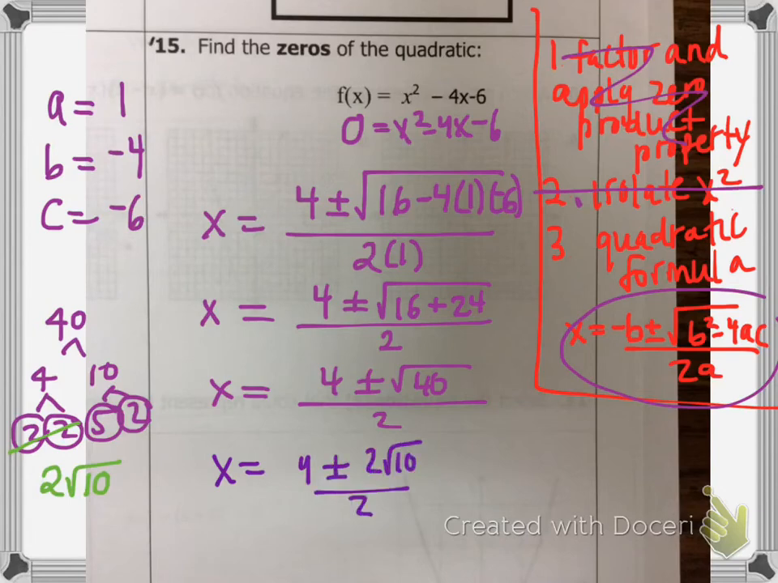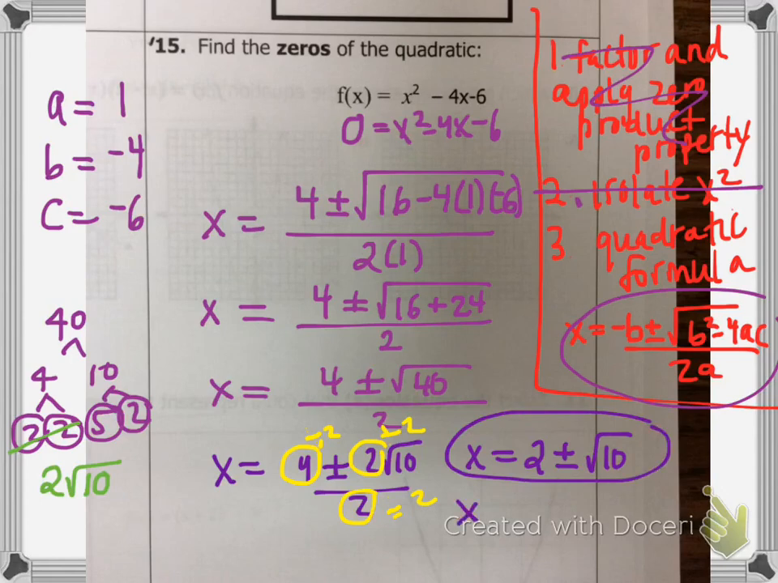And then we're going to look at the whole numbers. If I could divide these by a common factor, you would simplify, and I could divide all of these by 2. So if I rewrite, I have x equals 4 divided by 2 is 2, plus or minus 2 divided by 2 is 1. So it's just the square root of 10, all over 1. And if I want to separate my answers, I would have one using the plus sign, so 2 plus the square root of 10. And then the second one would be using the minus sign, 2 minus the square root of 10.